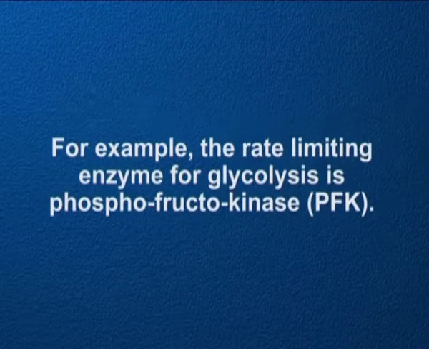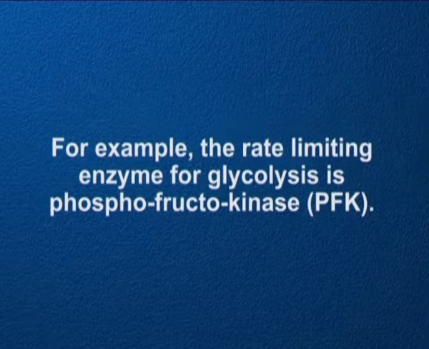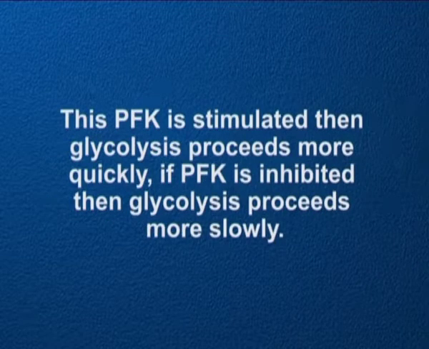For example, the rate limiting enzyme for glycolysis is phosphofructokinase, that is PFK. If PFK is stimulated, then glycolysis proceeds more quickly. If PFK is inhibited, then glycolysis proceeds more slowly.